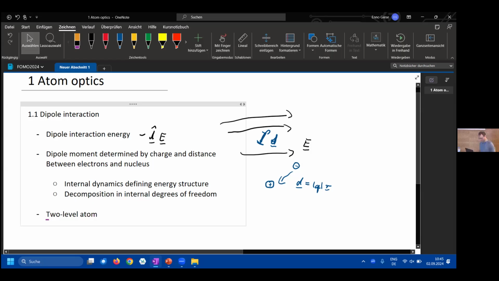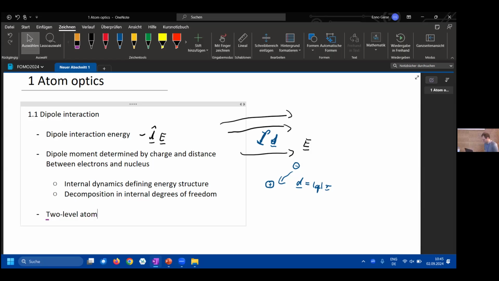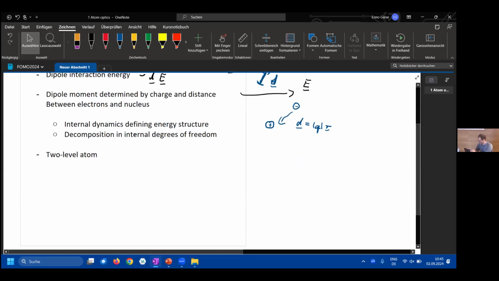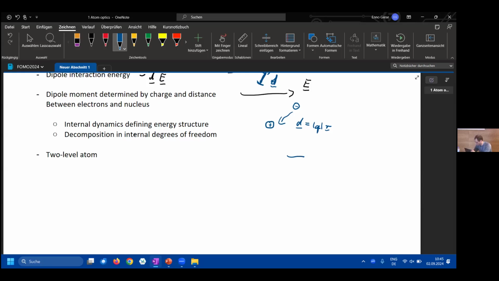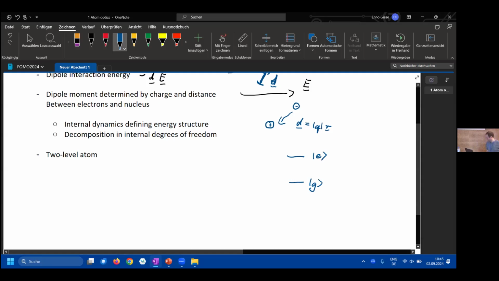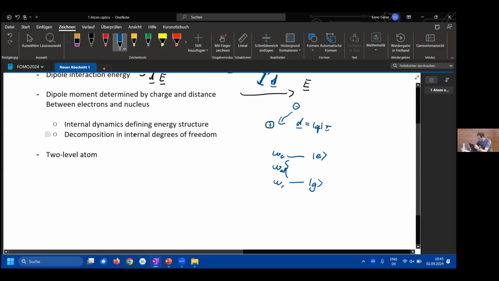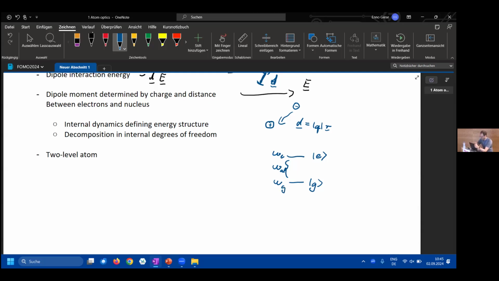So we have an atom, and this atom has two states. It has a ground state and an excited state, and of course some energy difference between the two. I will call that omega atom. This is omega excited, and that is omega ground state, which maybe should be black anyway.